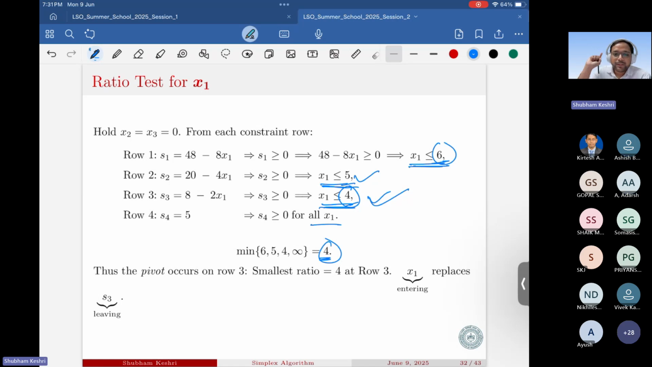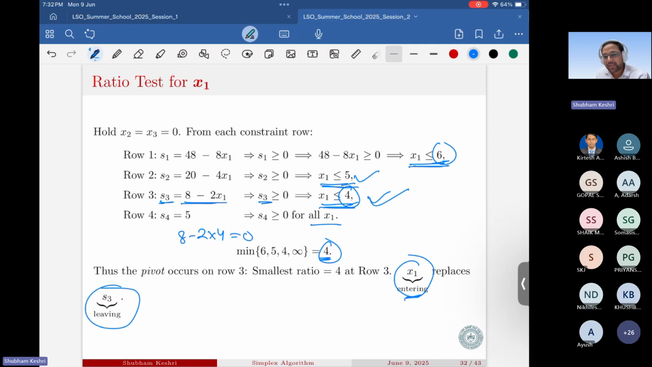Now if you make x1 4, x3 becomes 0 from this equation: 8 minus 2 into 4, which is 0. So x3 becomes 0. Now you see what we have done. x1 is the entering variable. If you are recalling simplex, we have an entering variable and a leaving variable. We are entering x1 into the basis. x1 becomes the basic variable now, and x3 is the leaving variable. Is it all right? x1 is the entering variable and s3 is the leaving variable.